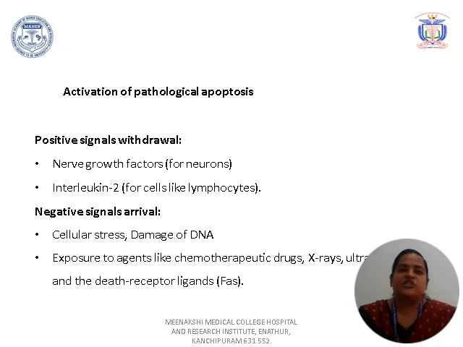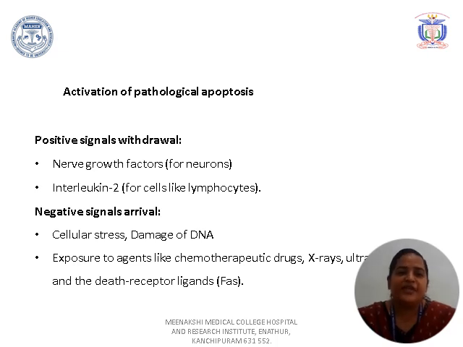The process of pathological apoptosis can be activated in a normal cell when the positive signals are withdrawn. The nerve growth factors or the interleukins which are essential for the growth of a particular nerve or cell are deteriorating. When this positive signal is removed, there can be chances of pathological apoptosis.